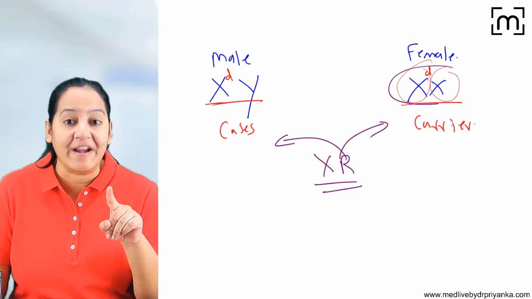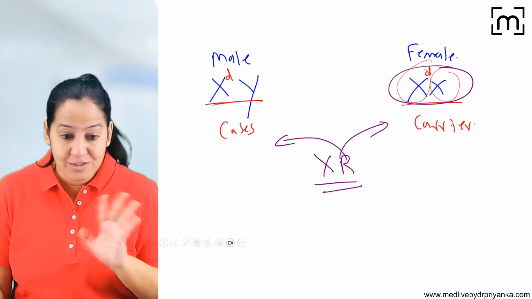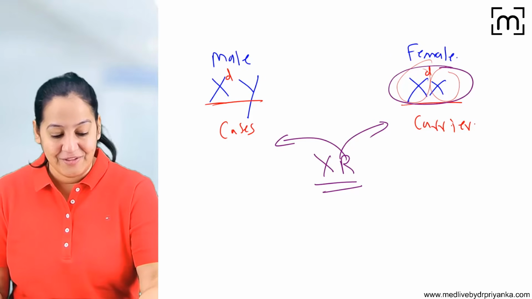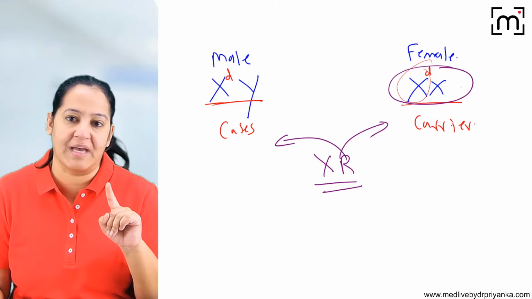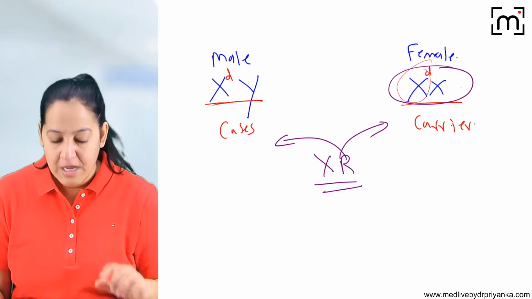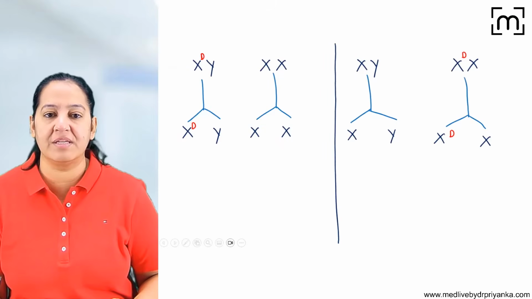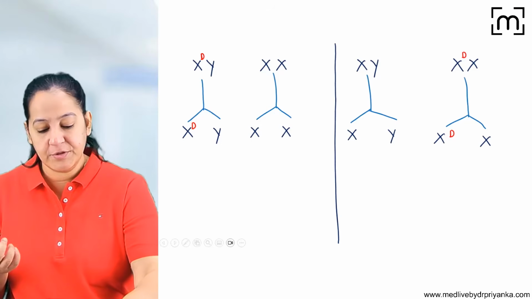Because in females, there is heterozygous presentation. Recessive disease doesn't present in heterozygous, I told you. The female will present in only one case, if both the genes are affected, in homozygous. In heterozygous condition, they don't present. Okay, so we will take 2 scenarios. What are the 2 scenarios? You tell me what are the 2 scenarios.